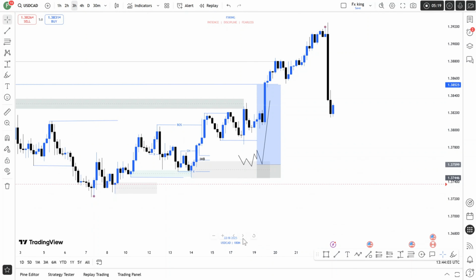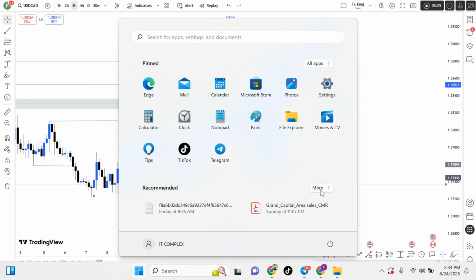Now, let's go over to the Telegram group and look for the next opportunity and see what happened and how we got the trade.